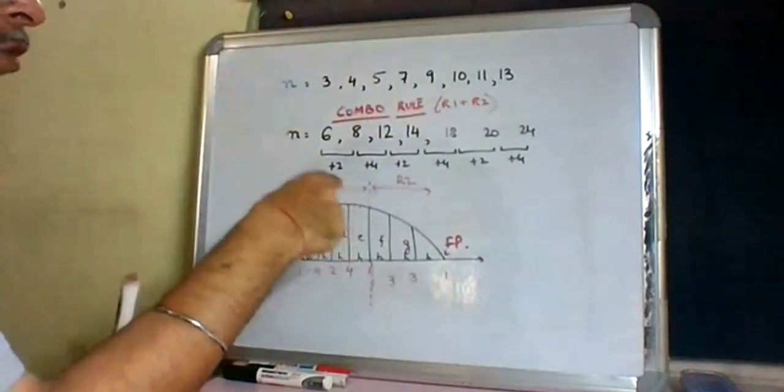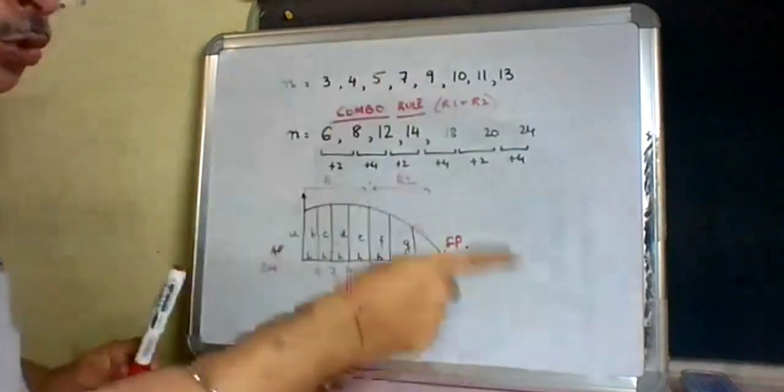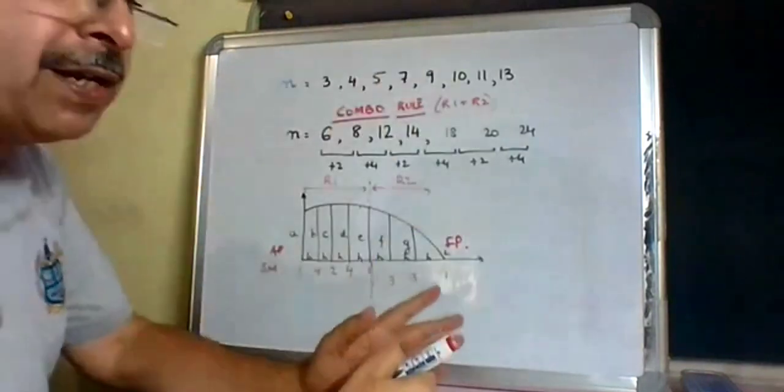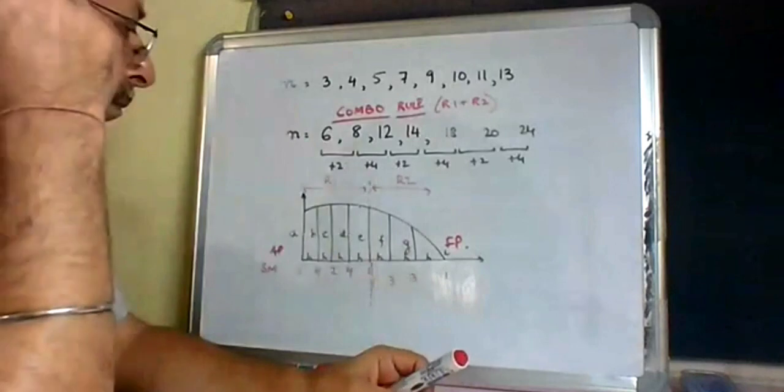That means I'm using a combo of rule 1 plus rule 2 in the same order as that given in the question.